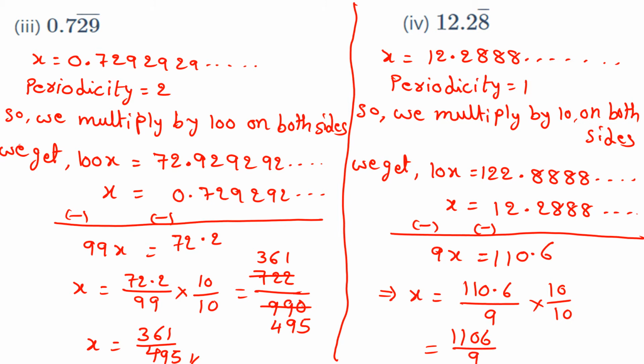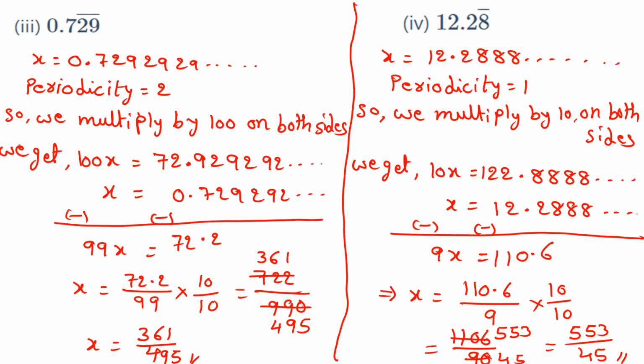When we cancel, 9 tens are 90 here. We miss that always. Now 1106 by 90. When we cancel by 2 here, we get 553 by 45. Now it is in P by Q form. Like that, we should write non-terminating repeating decimals in P by Q form.